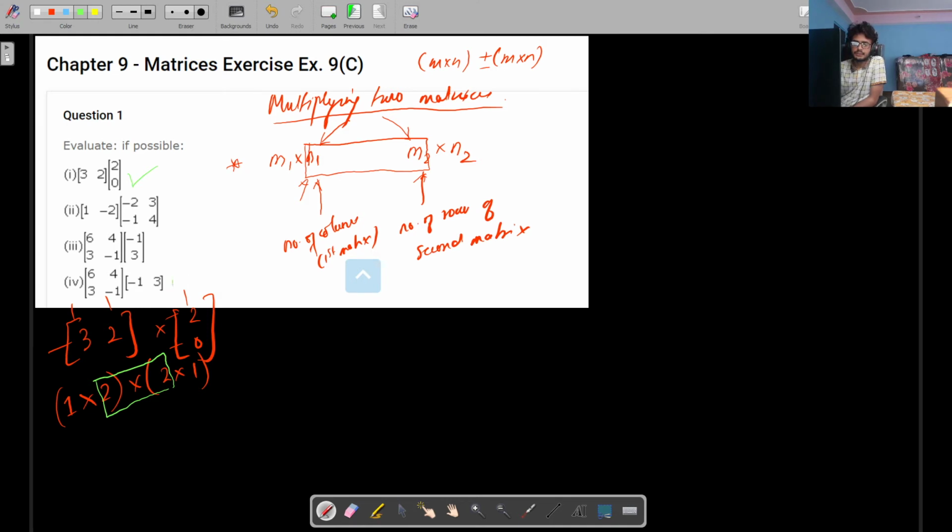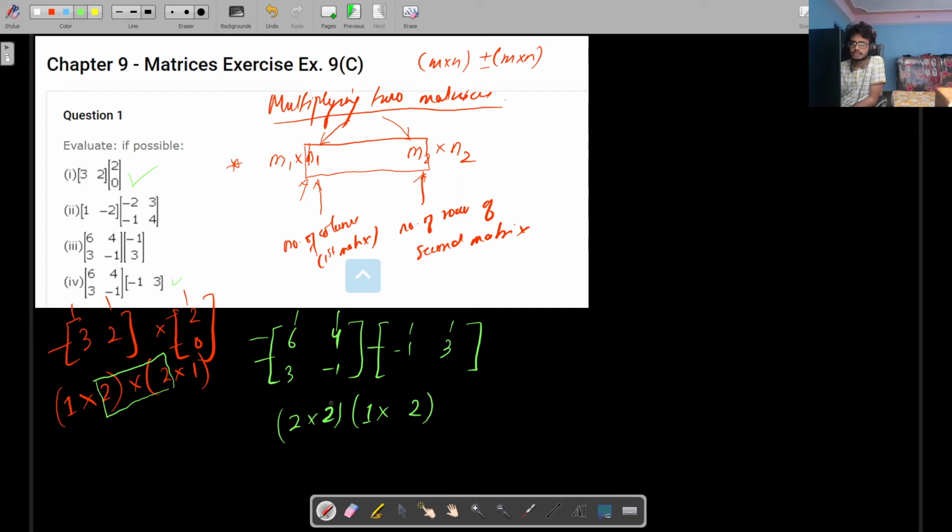Let's try the fourth one. For the fourth one, we have 6, 4, 3, minus 1 multiplied with minus 1 and 3. The first is a matrix with two rows and two columns, so it is a 2 by 2 matrix. And the second is a matrix which has one row and two columns. Now these two numbers are completely different, so they are not equal. So this multiplication is not possible. You cannot multiply this.